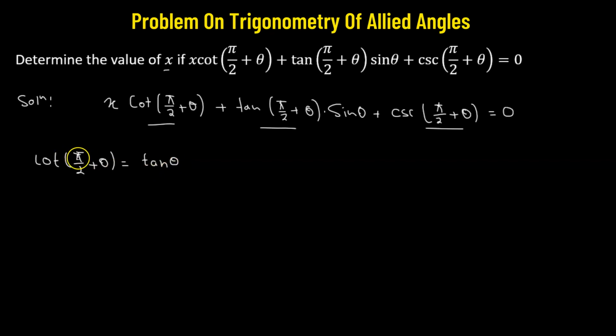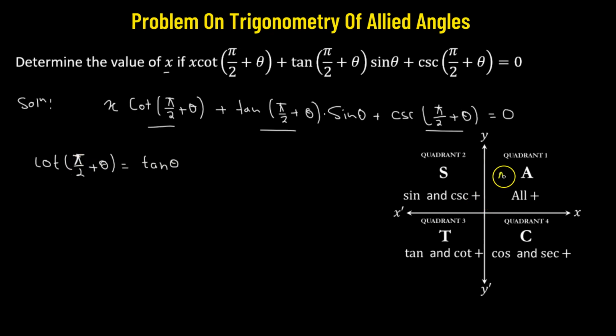But we also have to check in which quadrant it lies. So pi over 2, that lies in the first quadrant. But we are adding an extra angle theta to it, which is going to take us to the second quadrant. So let's use the quadrant system to get a better idea of this. That means in the first quadrant, we have pi over 2. But if we add theta to it, that takes us to the second quadrant, where only the sine and cosecant are positive. Everything else is negative. So we're going to get negative of tangent theta. So this is going to be the simplified value of cotangent of pi over 2 plus theta.